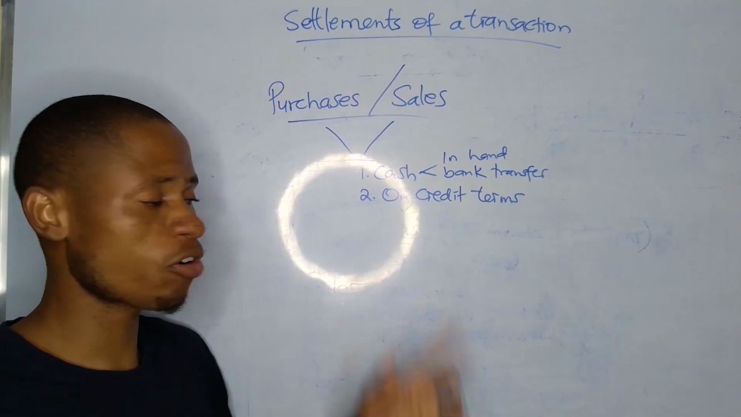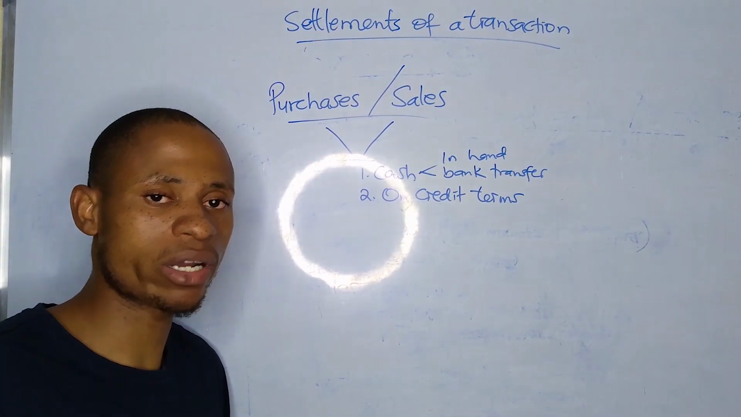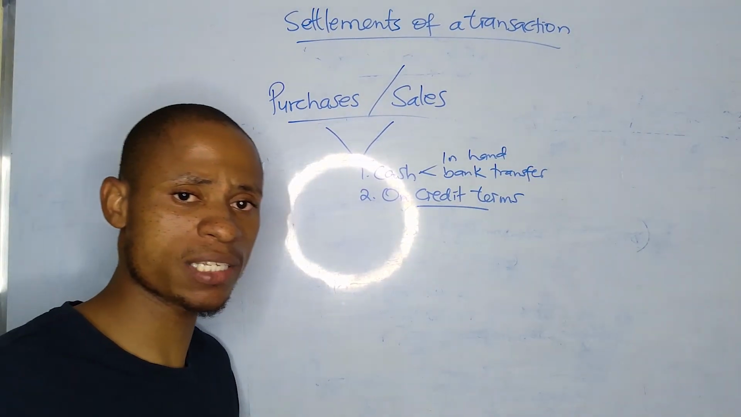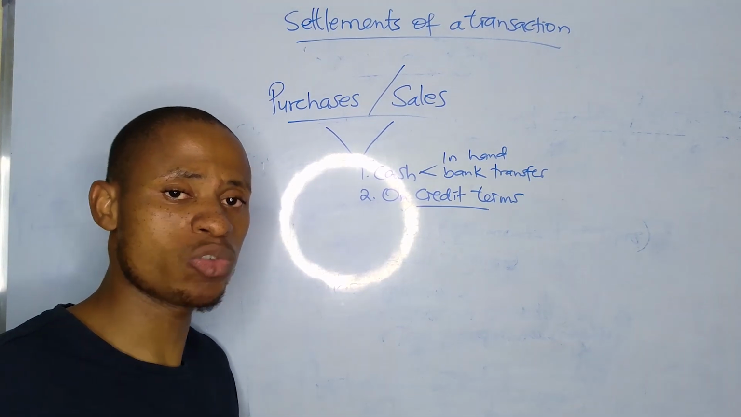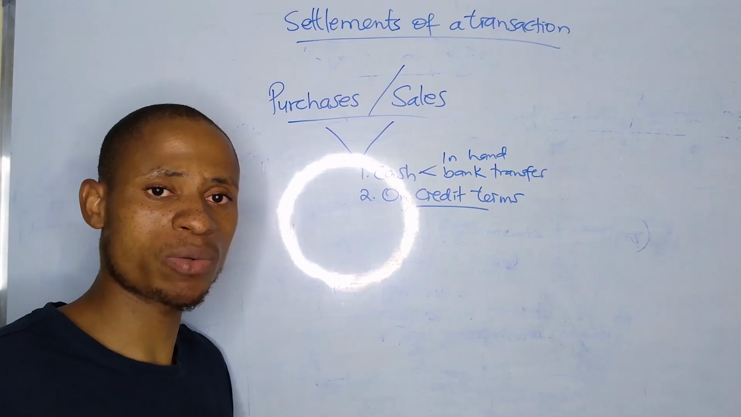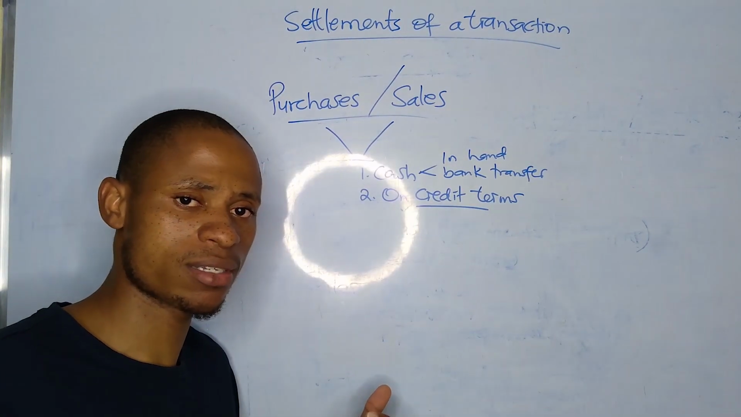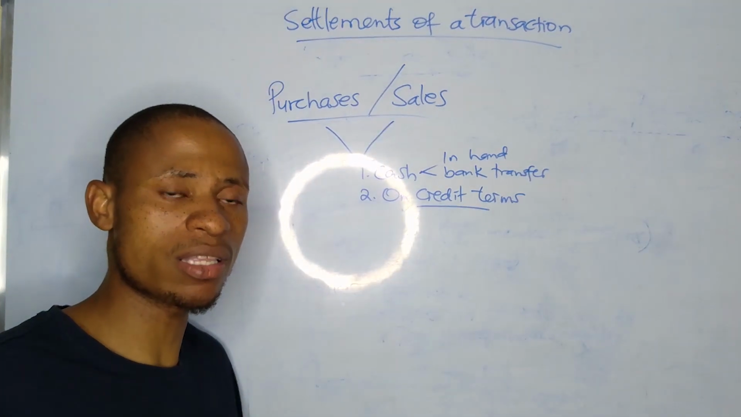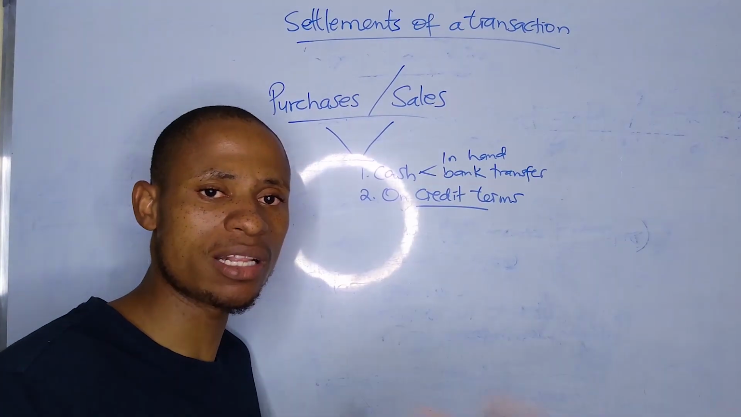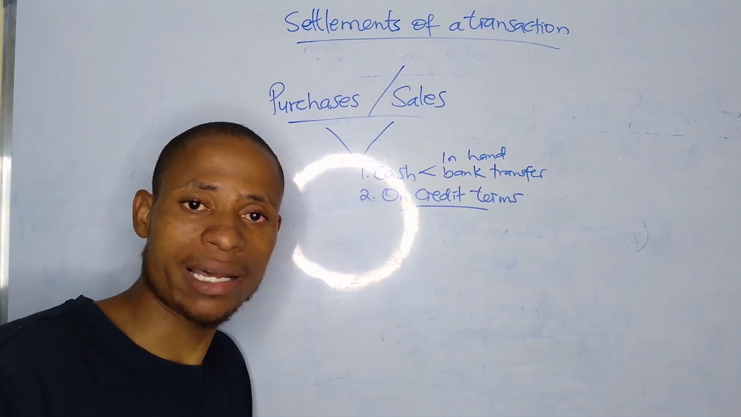Now the second settlement of a transaction is whereby goods have been bought or sold on credit. Credit terms are an agreement that businesses engage in with their customers, maybe to establish trust or to establish loyal customers by selling their services or goods on credit terms. So in this case, the business may sell goods to the customer for the customer to pay within the agreed period. Cash hasn't been paid yet, they just agree, sign like a contract.